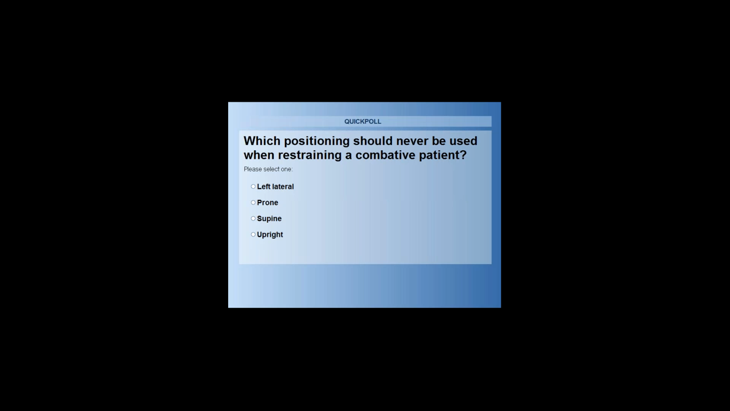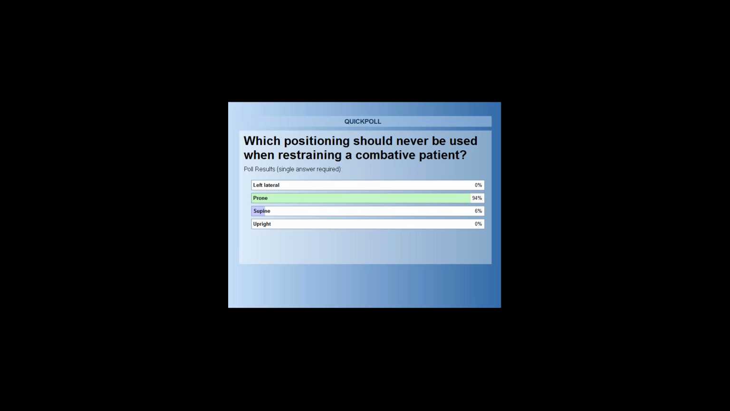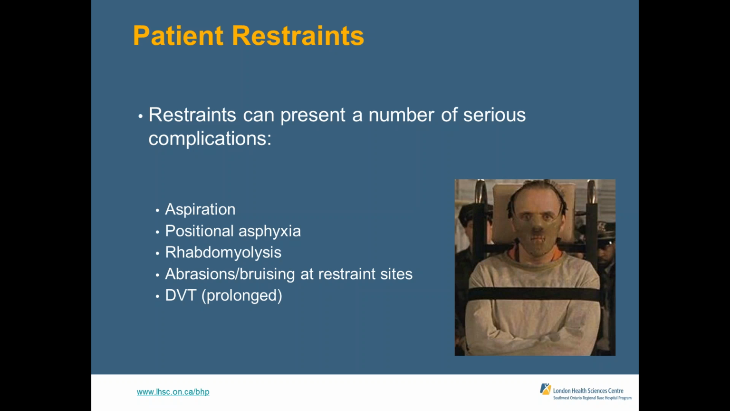All right, so we've had 78% voted, so I'll close that. And 94% of the audience has stated prone would be the position not of choice. That's right. You never restrain anyone in a prone position or face down. Restraining in general can present a number of serious complications. These patients are more likely to aspirate. You worry about positional asphyxia, especially if they're prone, and they might not be able to get a deep breath. Their face is down into a pillow or into the stretcher.